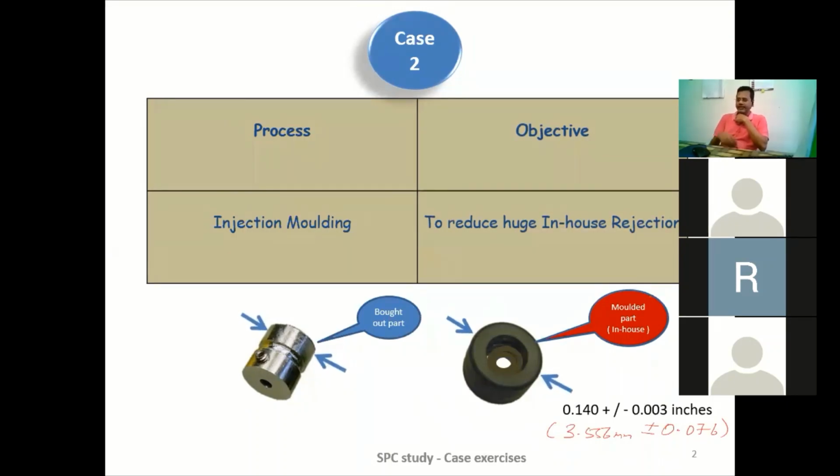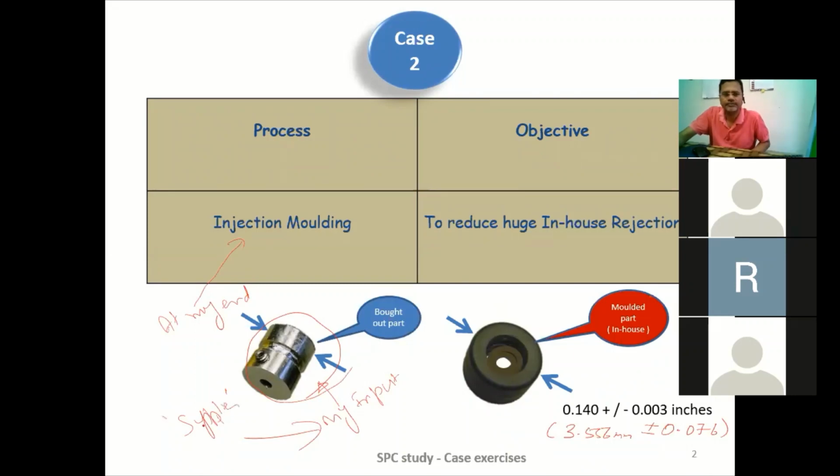The process is injection molding. Injection molding at my end. I am going to do injection molding, but in the pot, my input is this. This I am getting from my suppliers, or rather one supplier. After injection molding, the pot will be looking like this. Is it clear?